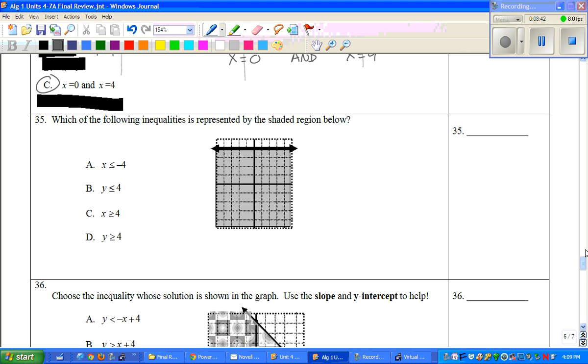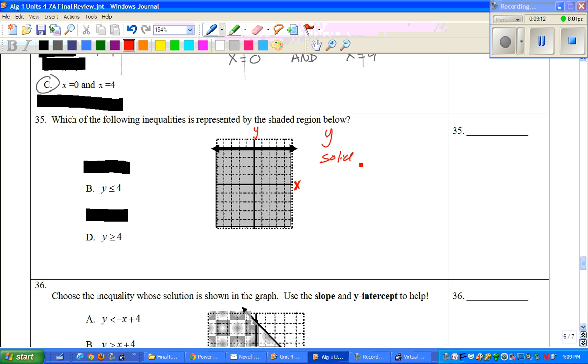Which of the following inequalities is represented by the shaded region below? A couple of things, and we can start eliminating some answers. This is our x, and this is our y. It crosses the y axis, so it starts with a y. So we can eliminate two of those.